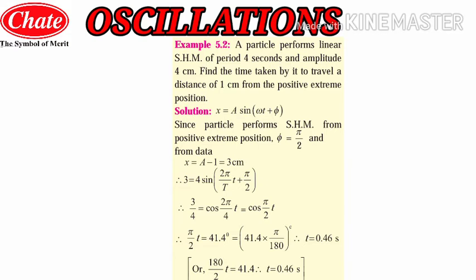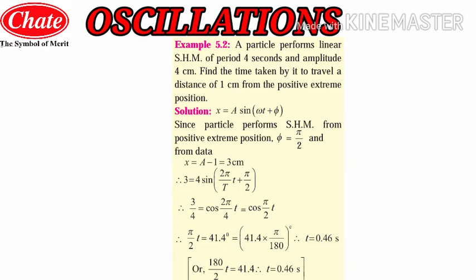Means students, as we have seen in that example of the block, the position of the particle will be at the rightmost side, means to the right of the equilibrium position. So φ will be π/2. Now as they have given the distance, we have to find the value of x first. So x = a − 1. What is the value of a? That is the amplitude they have given, 4 cm. So students, from that we can calculate x = a − 1, that is 3 cm. We have got x, that is the displacement of the particle.